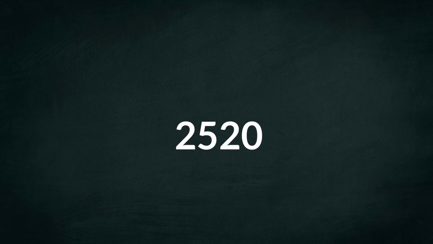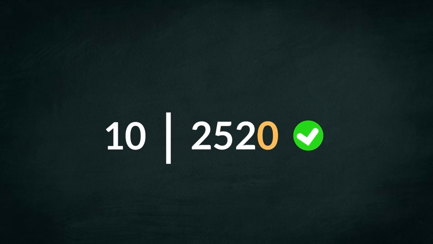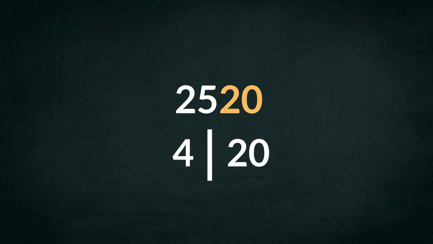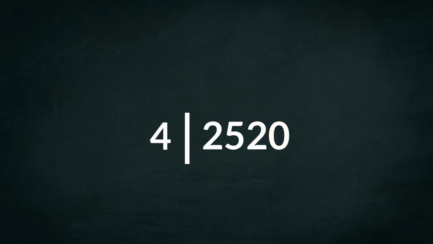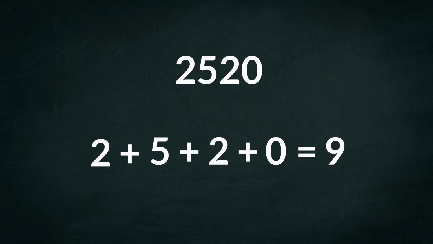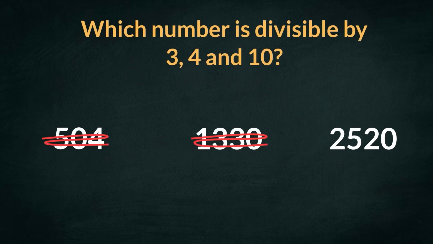2,520 is our last chance. It has a 0 at the end, so it's divisible by 10. The last two digits are 20, a multiple of 4, which means 2,520 is divisible by 4. And the sum of its digits? 2 plus 5 plus 2 plus 0 equals 9. Yep, this number is divisible by 3 as well. Finally, we found the number that's divisible by 3, 4, and 10.